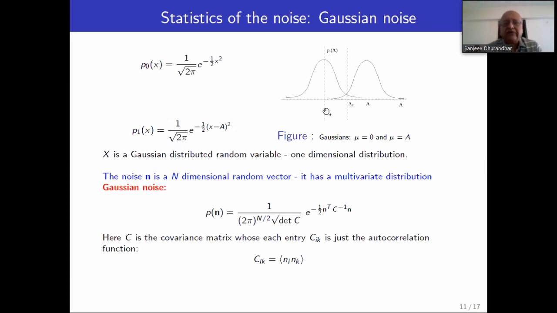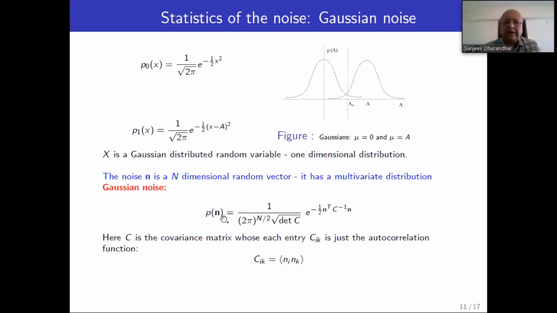If you have some signal which is shifted by A, so the mean is over here, then the Gaussian is shifted and it looks something like this. So X is a Gaussian distributed random variable, and this is simply a one-dimensional distribution. But we have several of those noise samples. We have sampled the noise and we have many noise samples. So then the problem is not so simple. We have an n-dimensional distribution. So n is an n-dimensional random vector. It has a multivariate distribution.